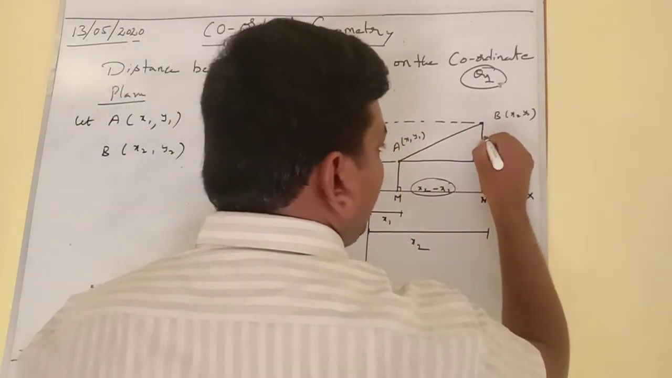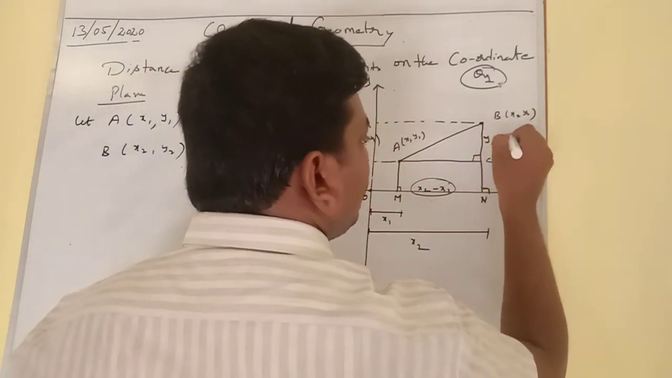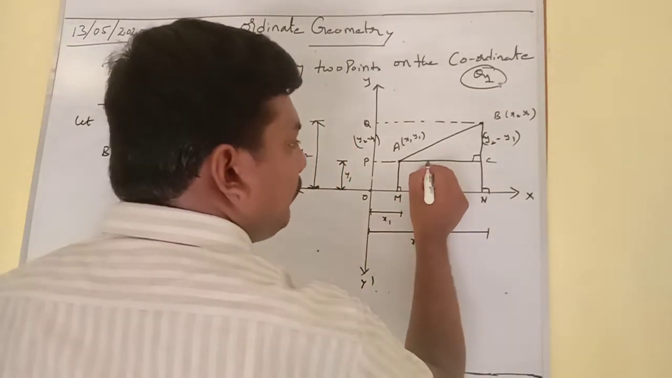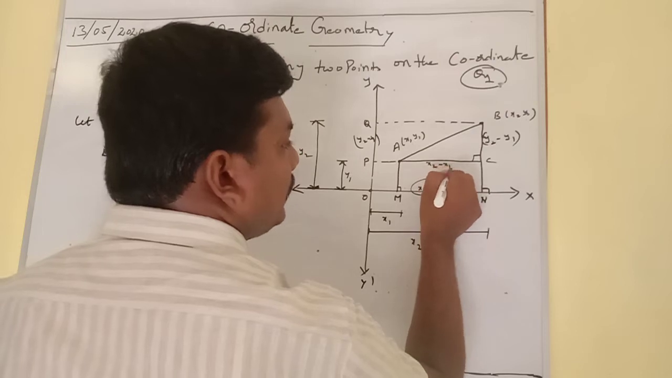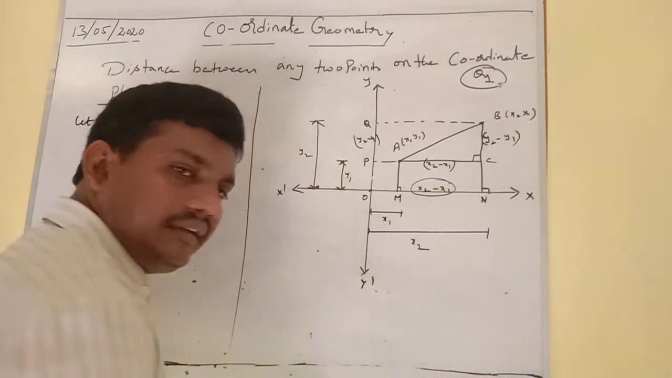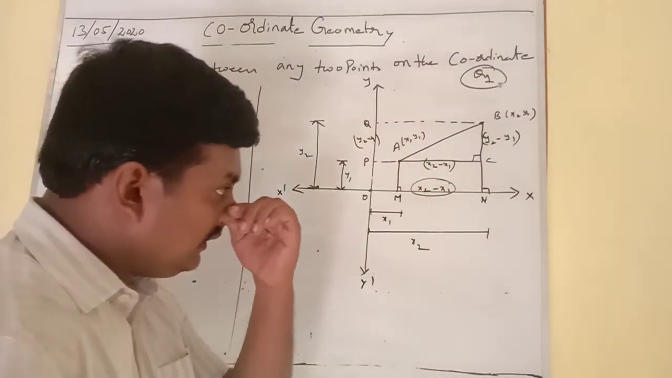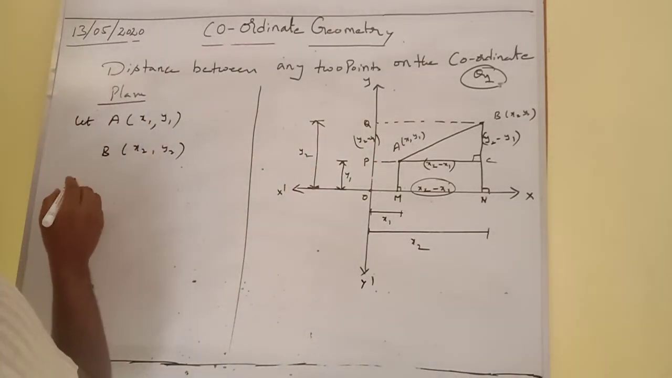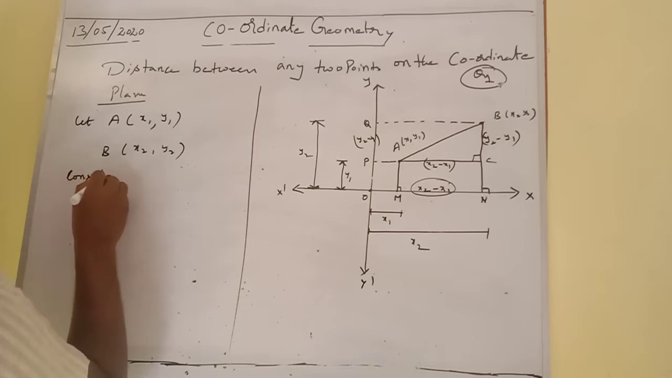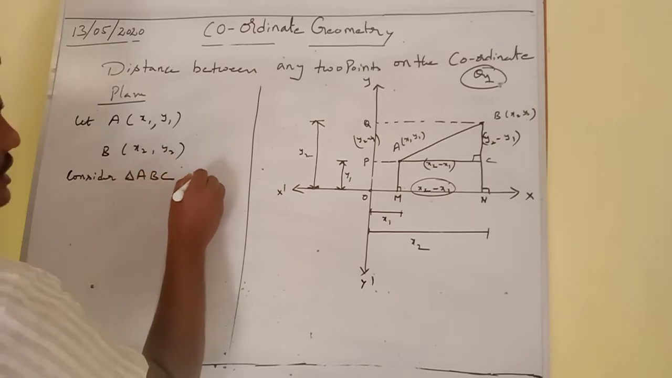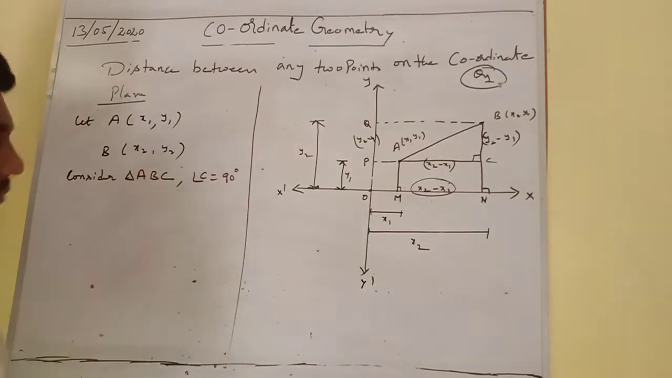So this is nothing but parallel lines. This is y2 minus y1, and this is x2 minus x1. Now in the same way, this is also x2 minus x1. This is AC distance and this is BC distance. We can calculate AC distance and BC distance. Now, if you observe this on the XY plane, consider the triangle ABC, where C is 90 degrees.